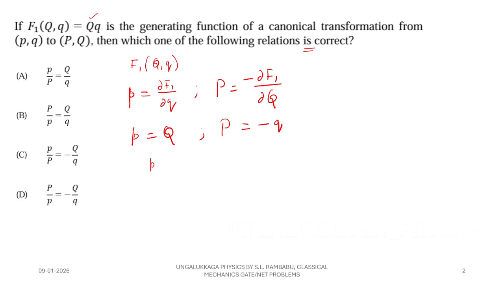Once I write small p divided by capital P, we have capital Q divided by minus small q, and we put the minus sign here. So small p by capital P is equal to minus capital Q divided by small q. This is the correct answer.